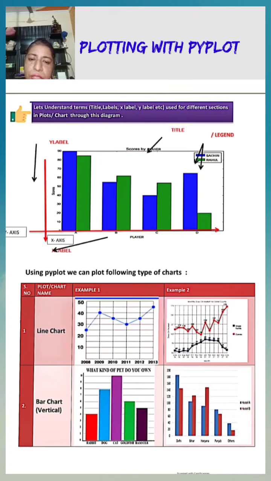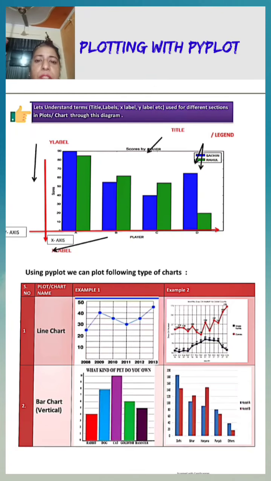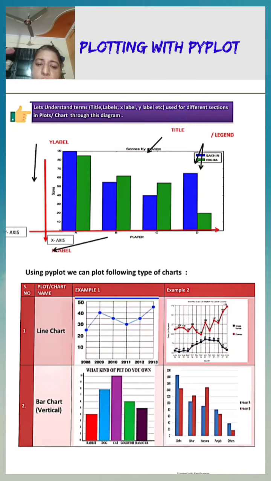Legend is what, when you represent more than one series on the plot, signifies which color represents which series. In this diagram, blue color represents the data of Sachin and green color represents the data of, or we can say the score of, Rahul. It means if we place the legend in our chart, the user can easily understand by the color which data represents which bar. Clear?